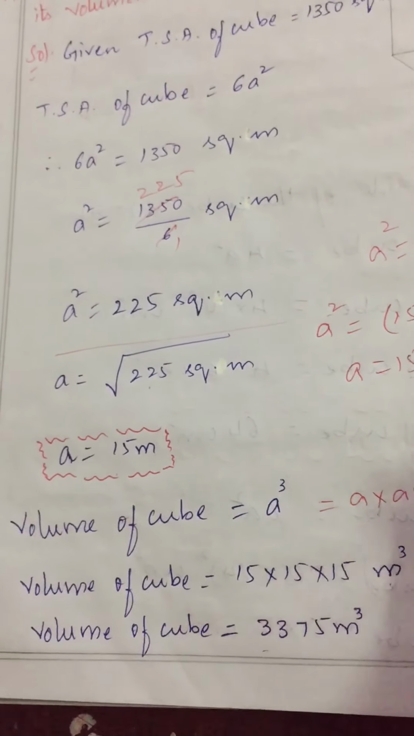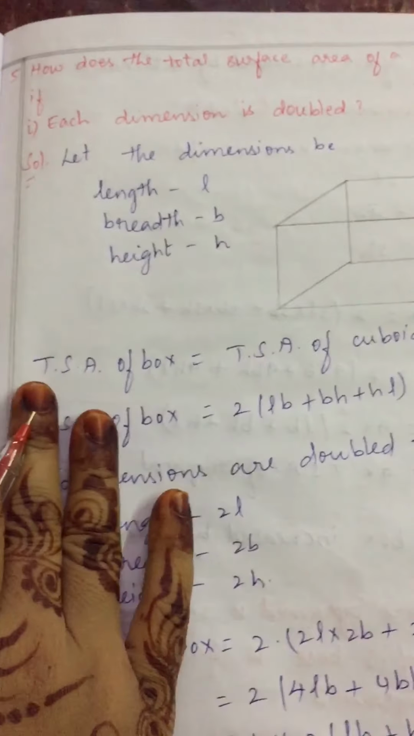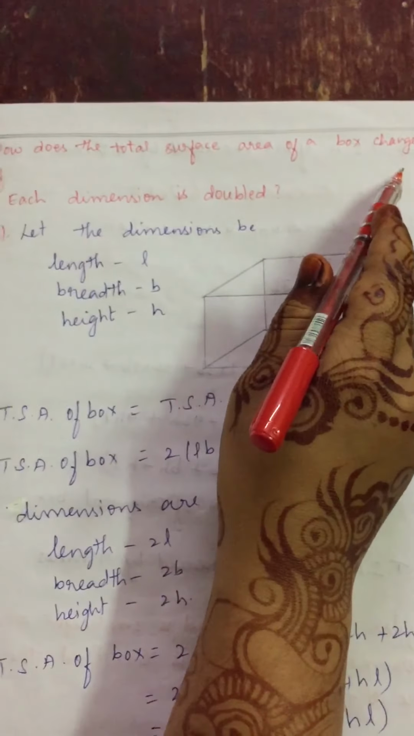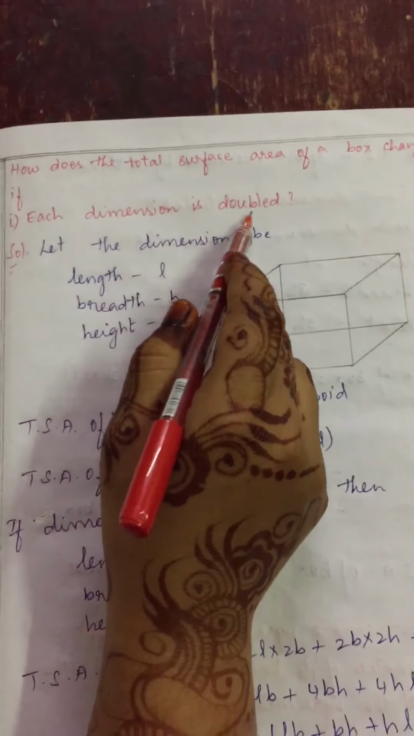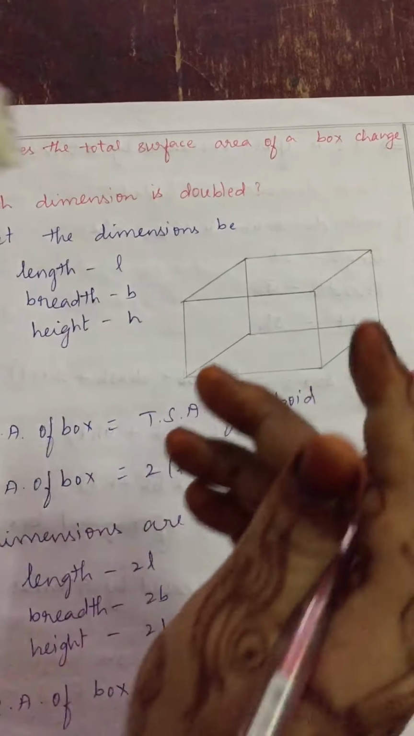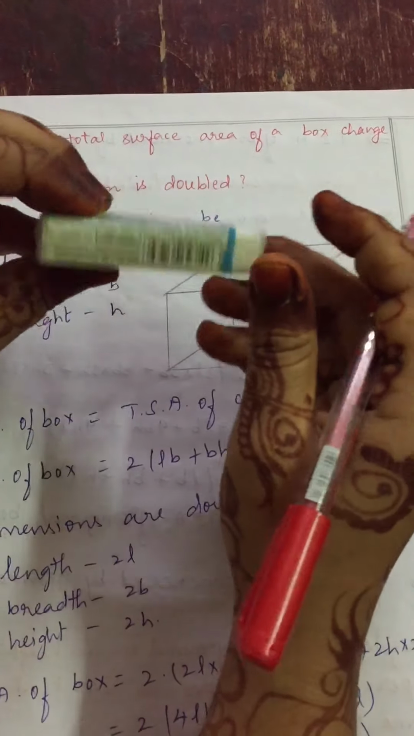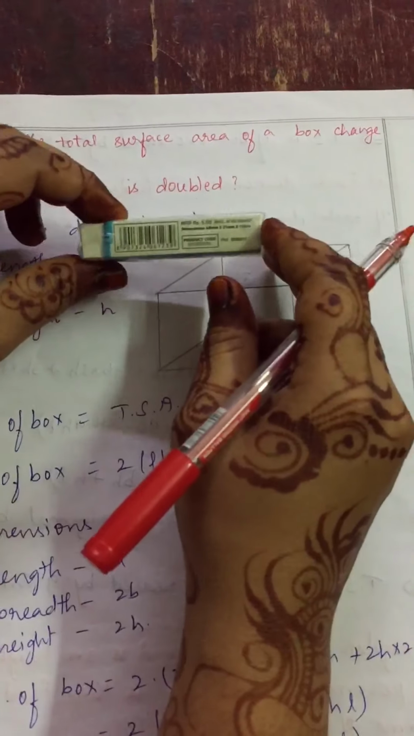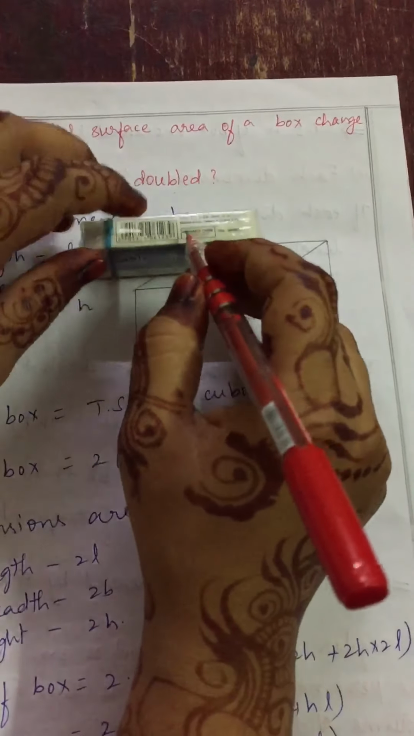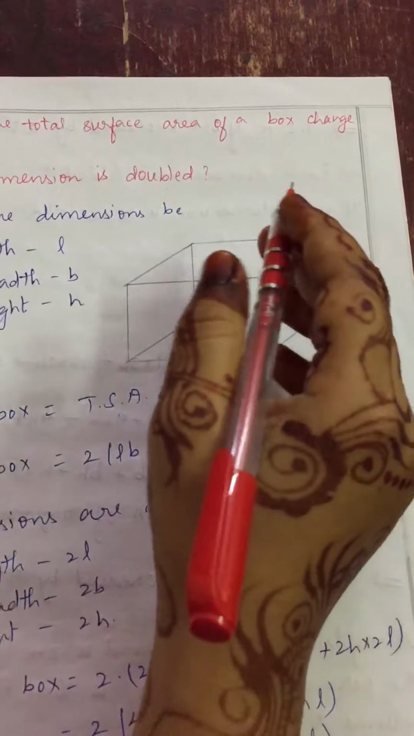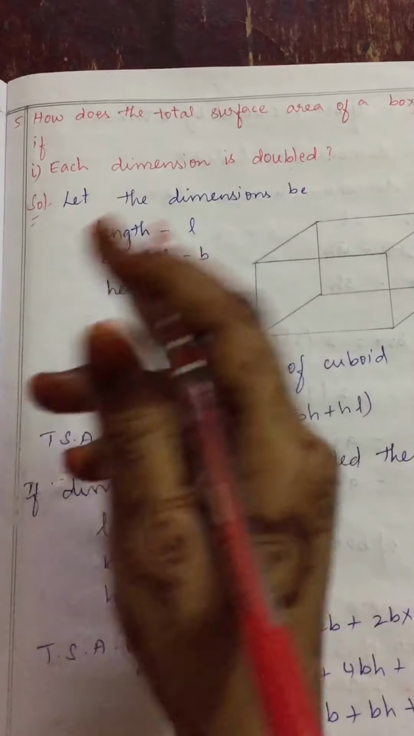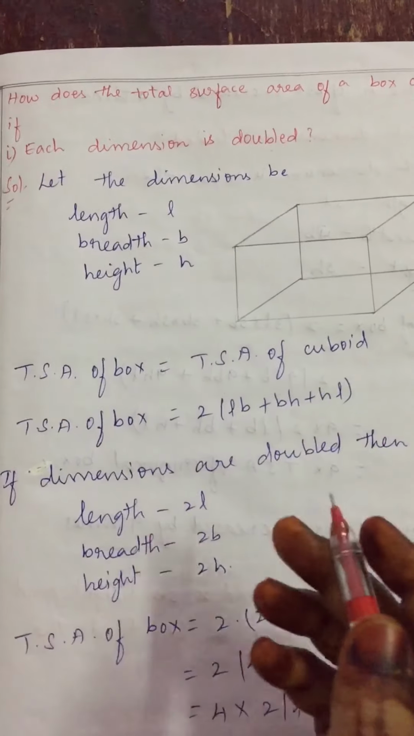That is the volume of a cube. Now let's see one more problem: how does the total surface area of a box change if each dimension is doubled? He is talking about a cuboid, children. Correct? A box is in cuboid shape. Your eraser is also a cuboid shape. See, this is length, this is breadth, and this is height of the cuboid. Clear? So its dimensions are length, breadth and height. If we take double, it means 2l, 2b, 2h. Correct?